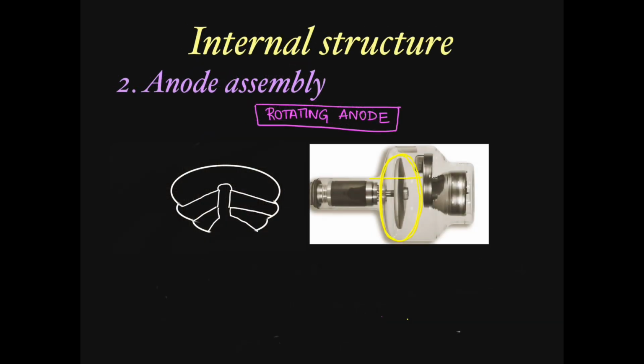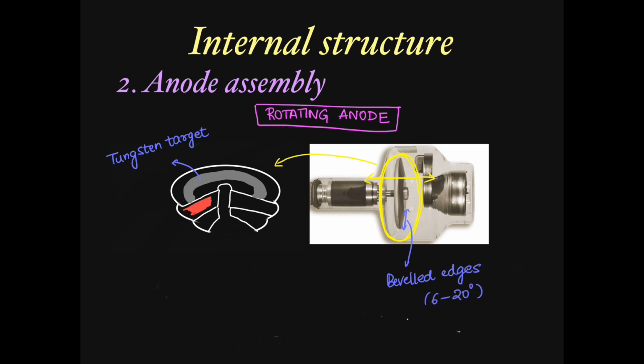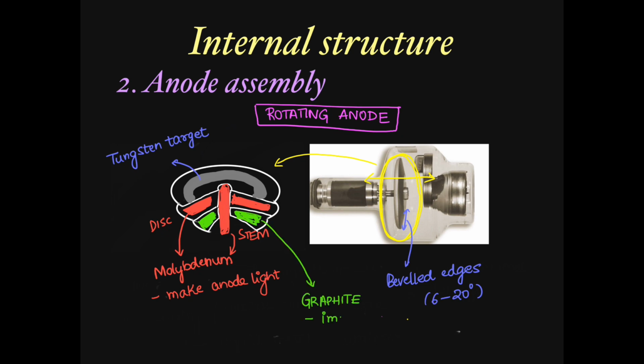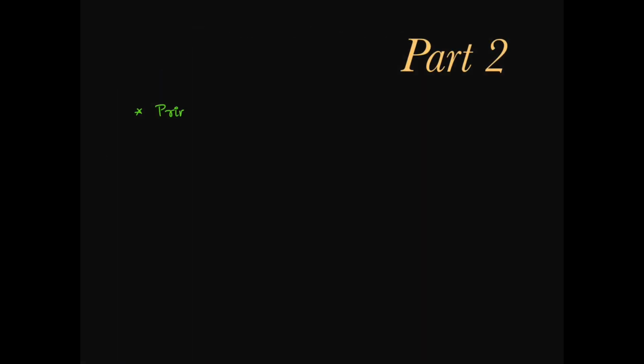Let's cut the rotating anode disc in cross section and see the structure in detail. Over the surface we have the tungsten target, which also shows the beveled edges. Inner to it we have the molybdenum, which makes the anode lighter, also plated on a molybdenum stem. Next, the third layer, we have a graphite block which removes heat.